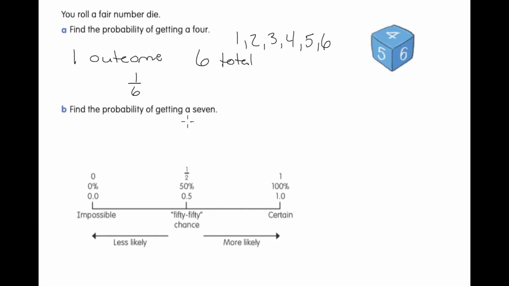For part B, we're trying to find the probability of getting a 7. Well, we know that there are 0 7s on here. So because there are no 7s, this is impossible. This has a probability of 0. You would have 0 chances out of 6 to roll a 7, which is equal to 0. That is an impossible event. We cannot roll a 7 on a fair six-sided number die that has the numbers 1 through 6.